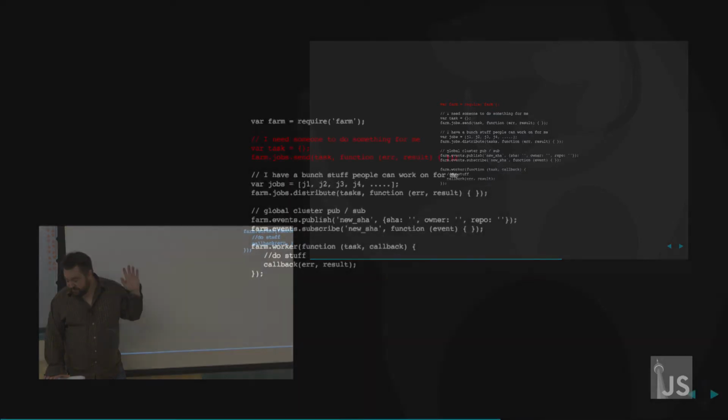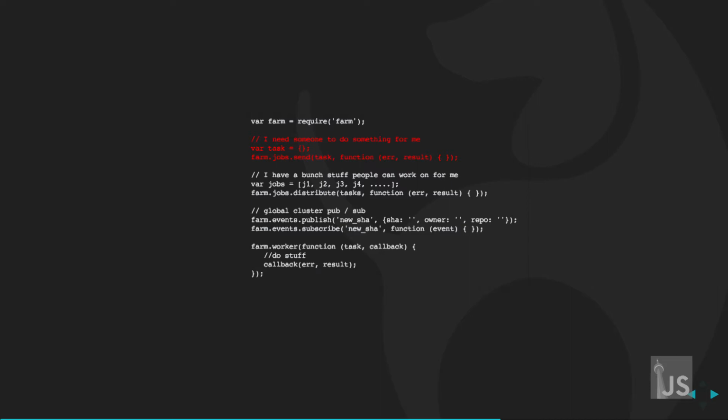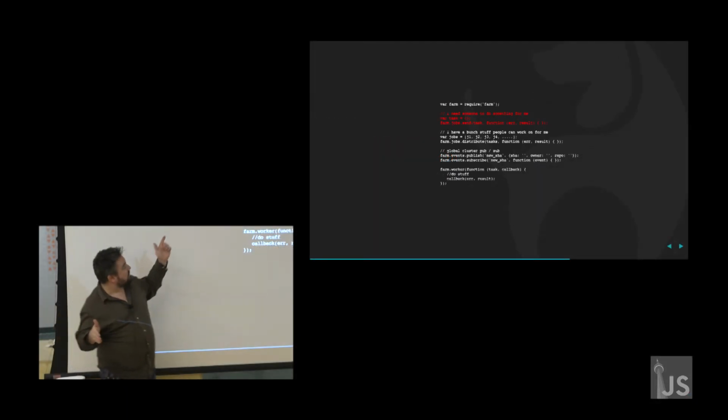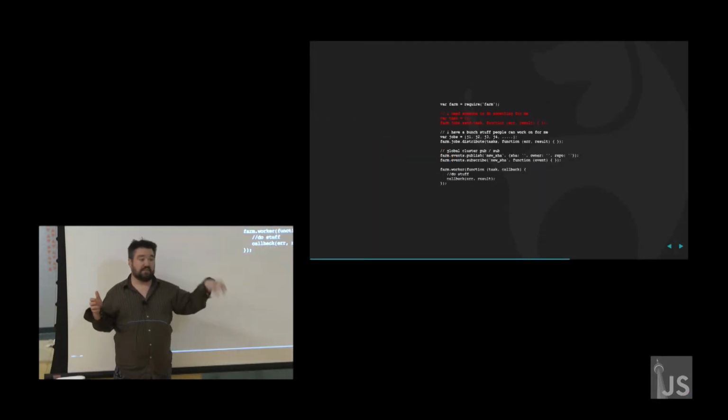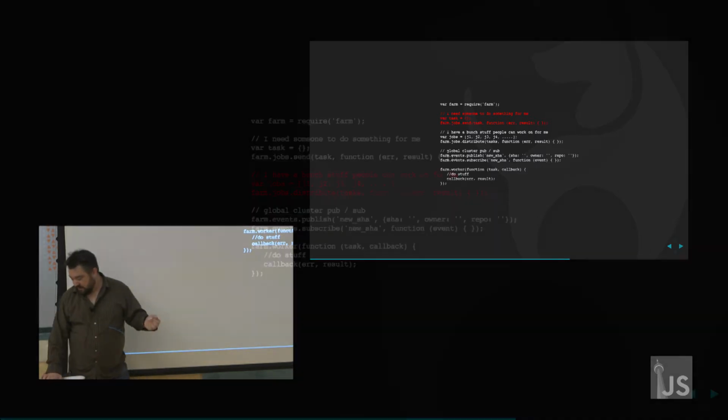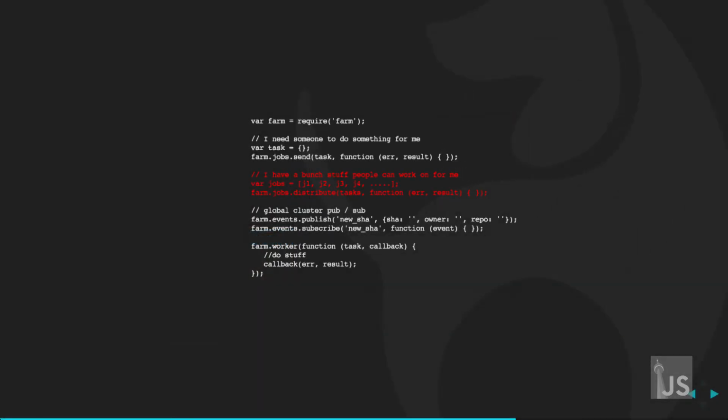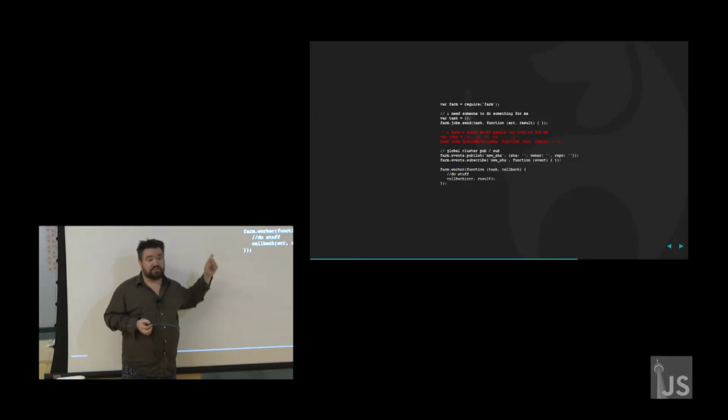So I broke it down into these overall orchestration primitives. If you have a task, you farm.jobs.send, give it a task object, and you give it a callback with an error and a result. We're all used to that in Node. If you have a bunch of things to work on and you don't really care about the orchestration of them, send farm.jobs.distribute, just send that array into it, and at the end, you have a function and the result of all of those happening in parallel.